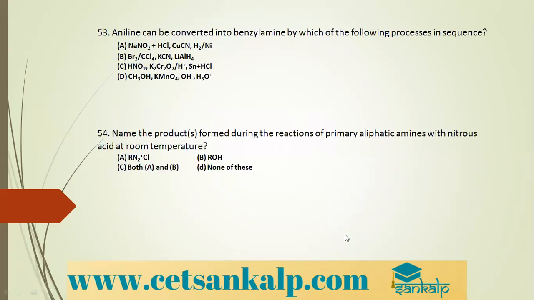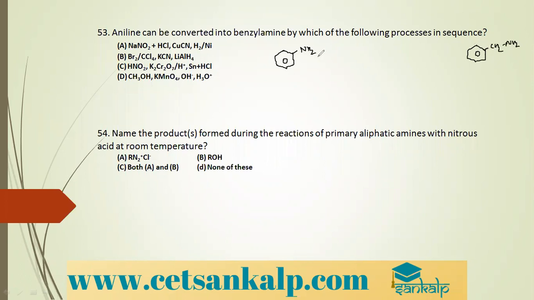Next question. Aniline can be converted into benzylamine. Aniline you have. This can be converted into benzylamine. Benzylamine is benzene ring CH2 NH2. This is benzylamine. Okay. Which of the following processes or sequences?